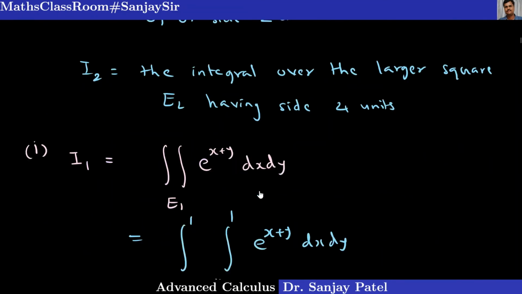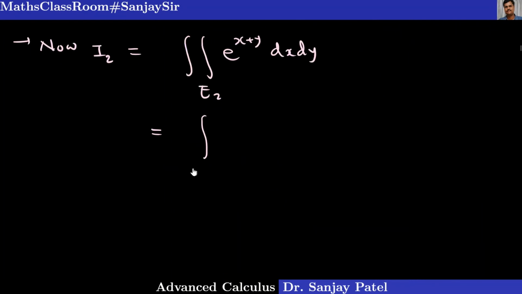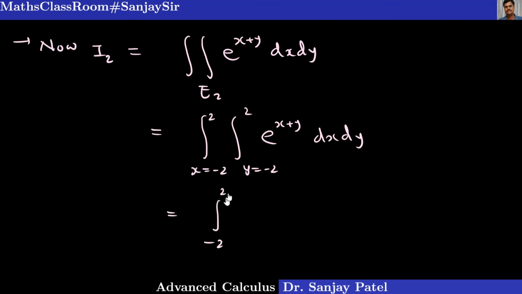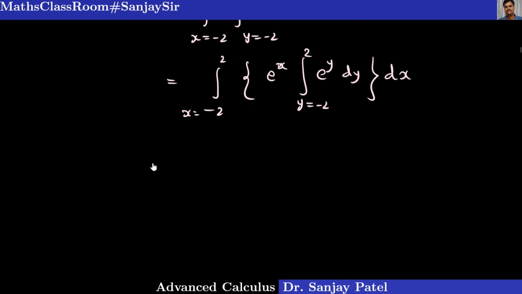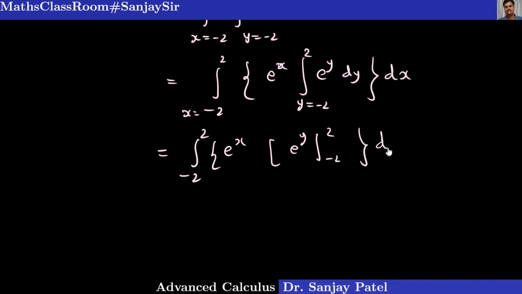So I can write the limits of integration directly and compute this integral as in part 1, that is x equal to minus 2 to plus 2, y equal to minus 2 to plus 2, and e raised to x plus y dx dy. So it is minus 2 to plus 2, and this I can write as e raised to x, since we are integrating with respect to y first, e raised to x is constant, integral y equal to minus 2 to 2 e raised to y dy into dx. So a similar thing, except the limits are different numbers. So I am writing minus 2 to plus 2 e raised to x, and integration of e raised to y is e raised to y, from minus 2 to 2, dx.